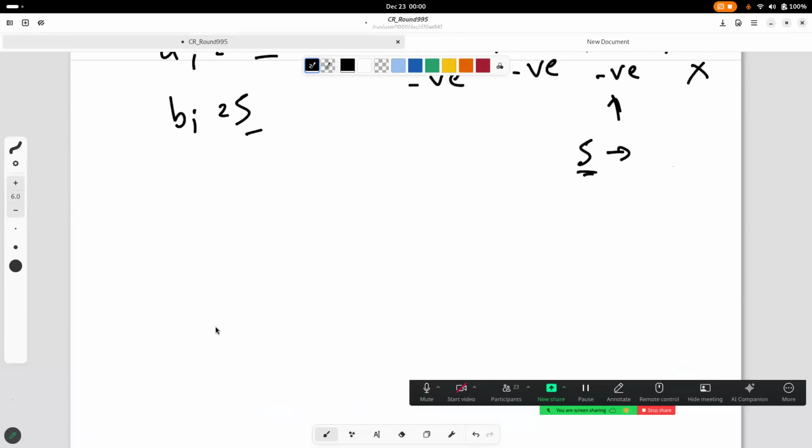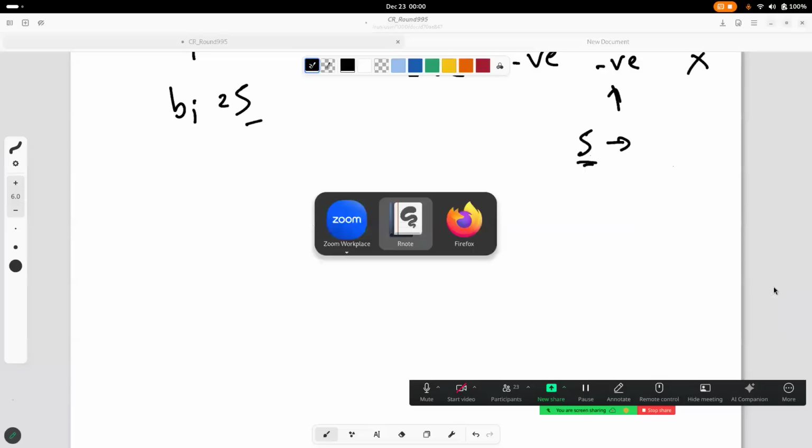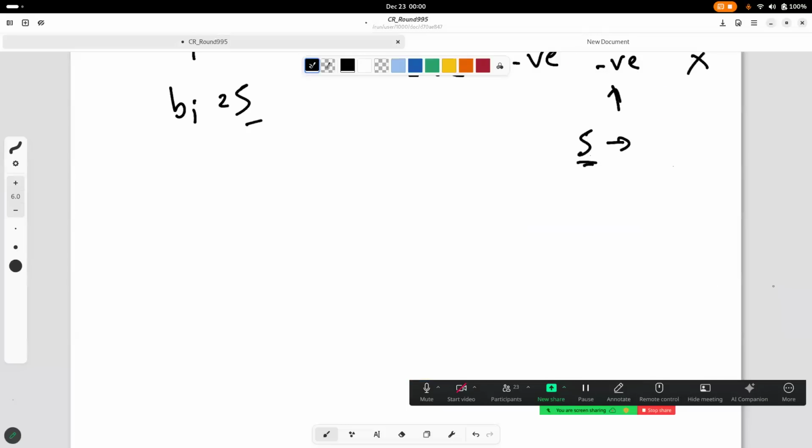Now, can we do binary search on the answer? If you actually look at this problem, the first thing that would strike you is that maybe you can do binary search on the answer. There are a few problems when you look at the binary search solution.